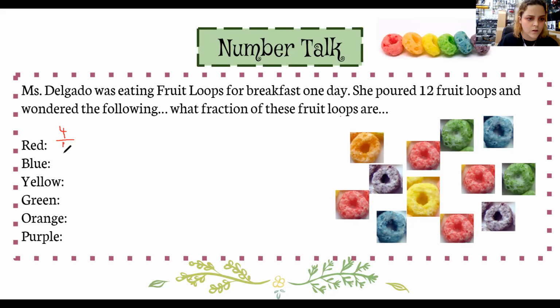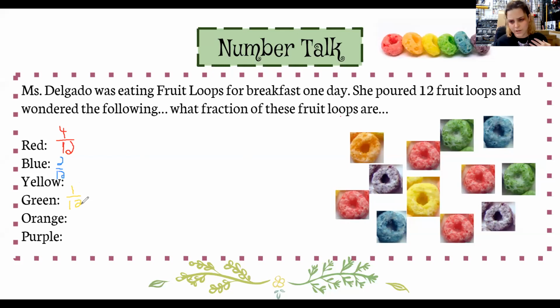4/12 of our Fruit Loops are red. Okay, now let's keep going. Let's see blue. For blue, how many Fruit Loops do I have? Well, I have 2 out of the 12, or 2/12 of my Fruit Loops, are blue. Now I'm going to change it to yellow. I only have 1 yellow Fruit Loop, so I'm going to just write 1 out of the 12, or 1/12 of my Fruit Loops are yellow.